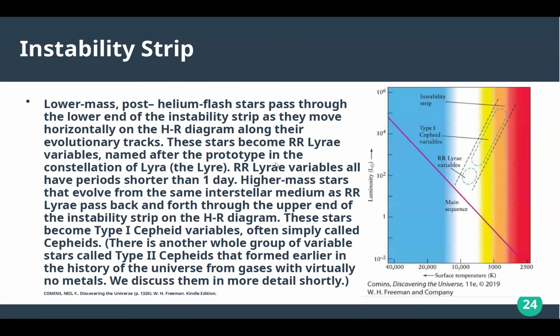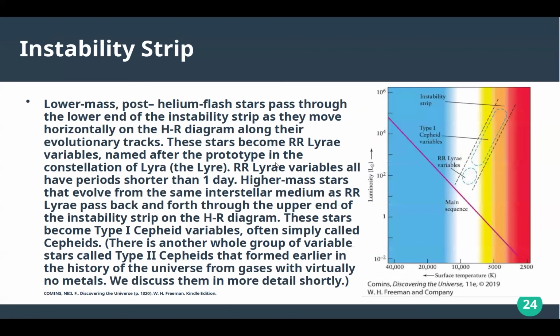Lower mass post-helium flash stars pass through the lower end of the instability strip as they move horizontally on the HR diagram along their evolutionary tracks. These stars become RR Lyrae variables, named after the prototype in the constellation Lyra. The RR Lyrae variables all have periods shorter than 1 day.